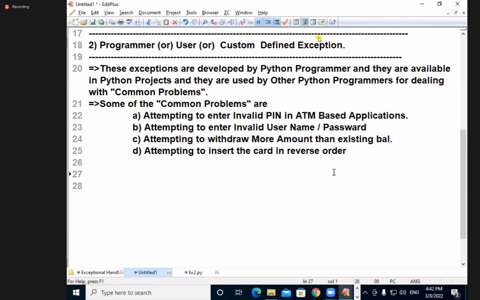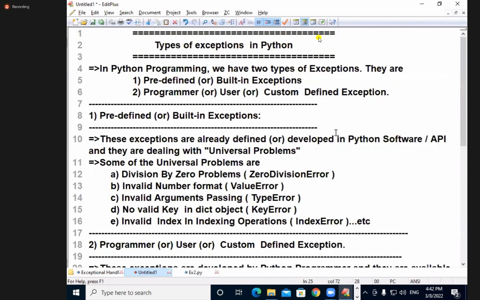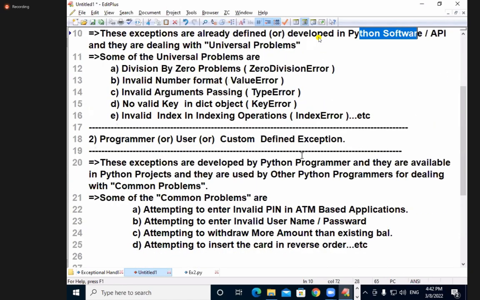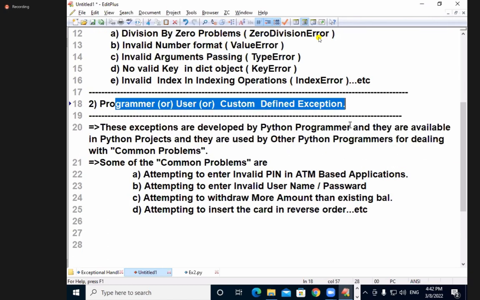Every exception needs to create what? So these are all called common problems. Such exceptions require an object to be created. Such object creation requires what? Exception class, which is not present in where? Python software. That's why you need to develop your own exceptions. That's why they are named as which exceptions?